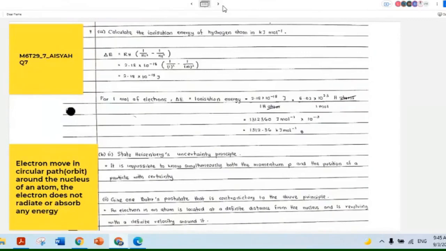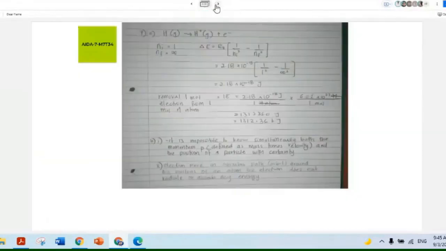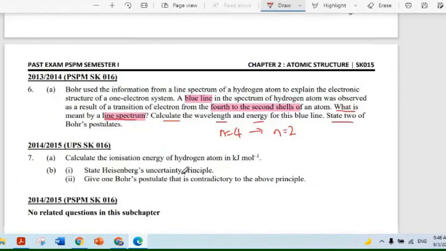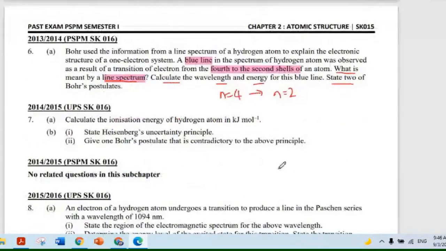Okay, question 7. Aisha and Aida, your turn. Question number 7. Okay, Aida first. Okay, the question asks for the ionization energy of hydrogen atom in kJ per mole.